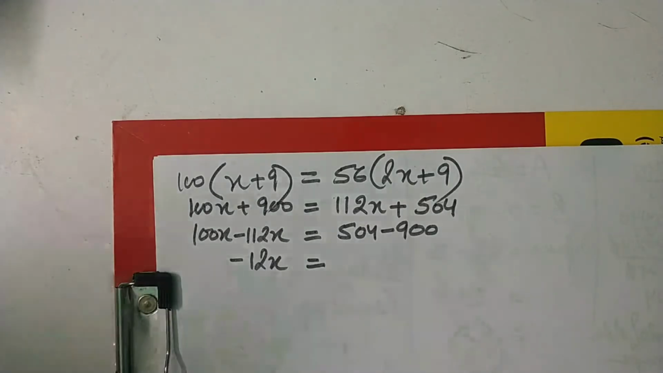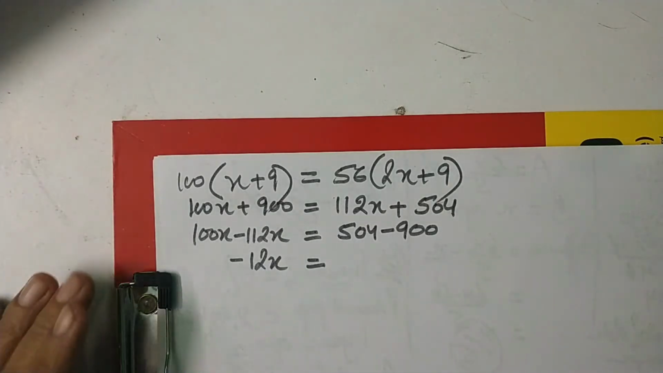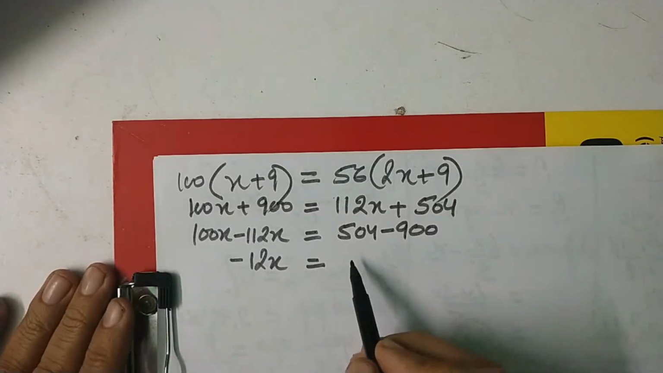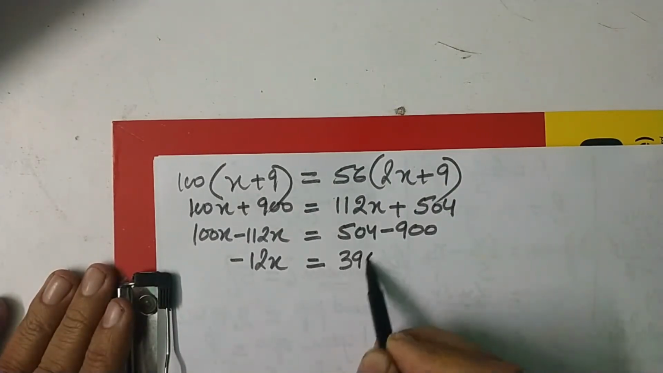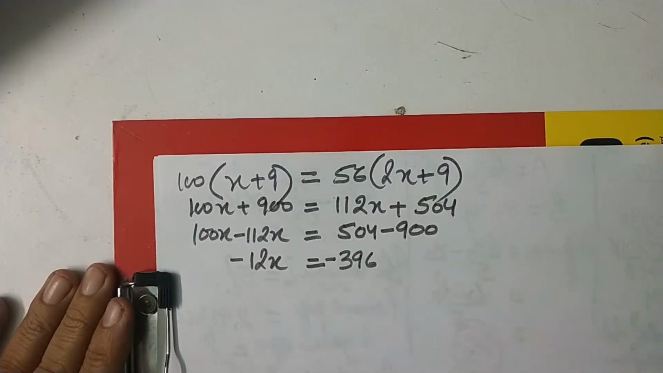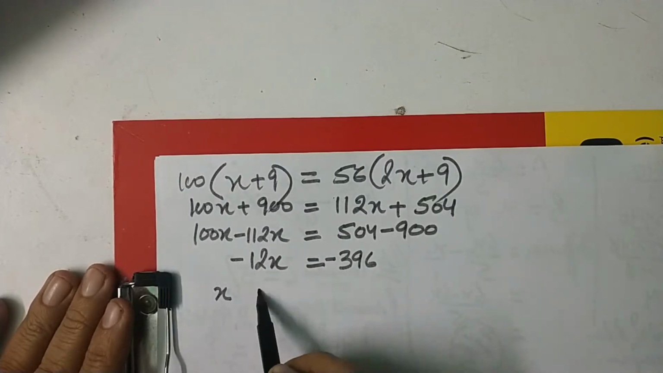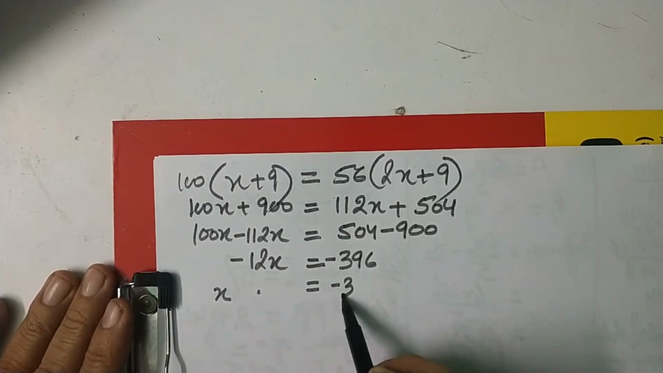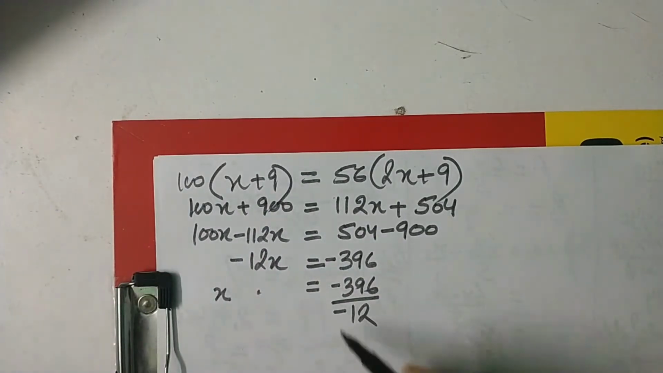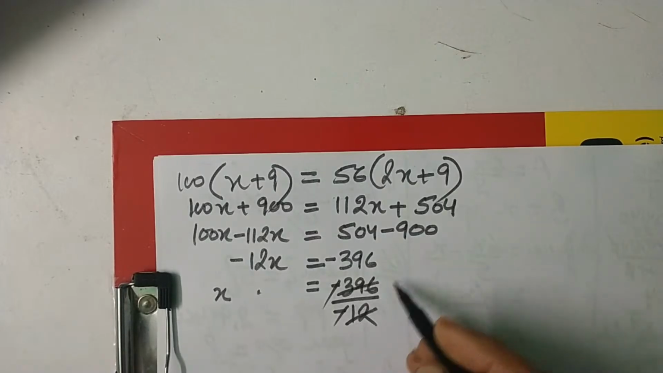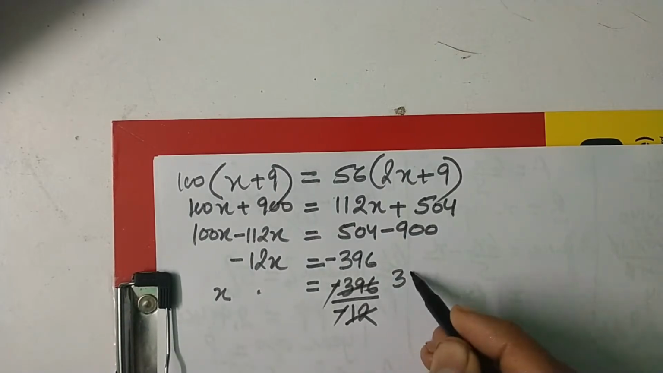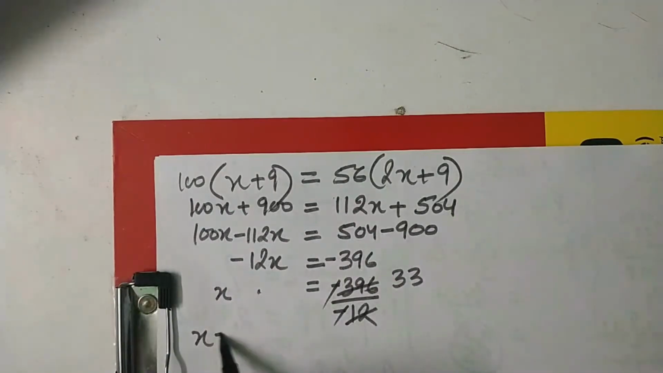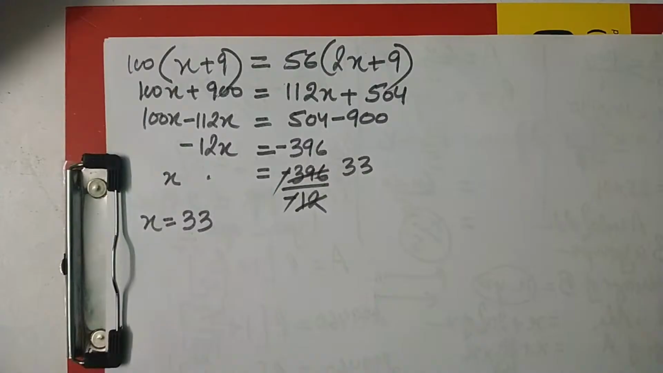Got it? Type the answer. So the number on the right side will have minus, and then it will become x is equal to minus 396 upon minus 12. This will divide and it will give the answer as 33. So x is equal to 33. The value of x is 33.